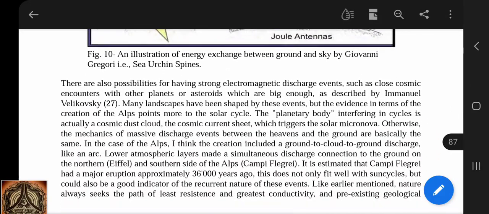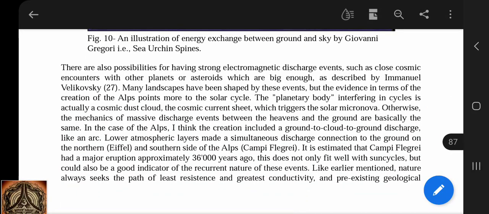There are also possibilities for having strong electromagnetic discharges, such as close cosmic encounters with other planets or asteroids which are big enough, as described by Immanuel Velikovsky. Many landscapes have been shaped by these events, but the evidence in terms of the creation of the Alps points more to the solar cycle.